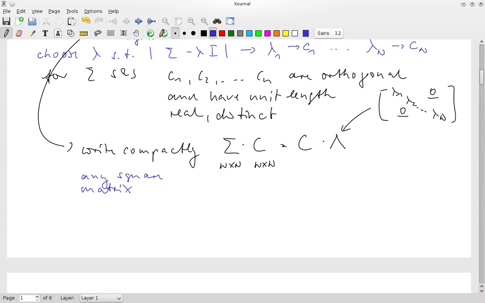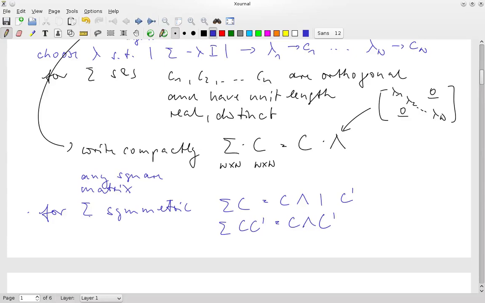That's always possible. However, if you have a matrix sigma which is not only square but also symmetric, then we can see some interesting results which are extremely helpful for our purposes. Now, let us take the equation and post-multiply both sides of the equation by the transposed matrix C. Now in C prime, the eigenvectors are in the rows, so we have sigma C prime, and that would be C lambda C prime. Okay.